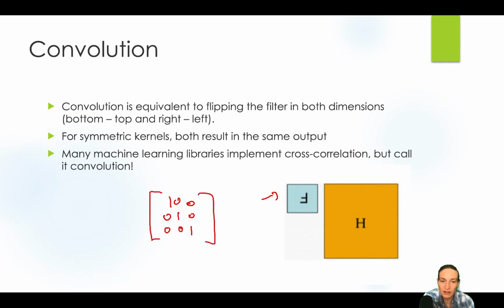It wouldn't matter if we do cross-correlation or convolution. Typically, machine learning libraries implement cross-correlation but actually call it convolution. Something to keep in mind.